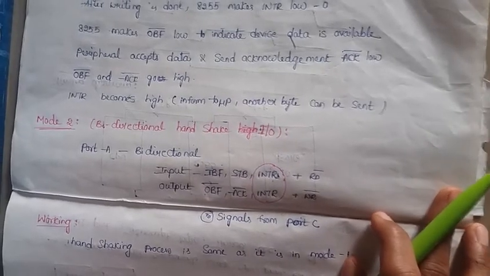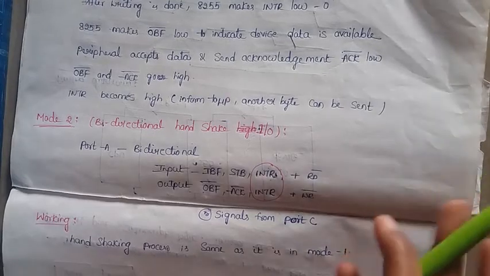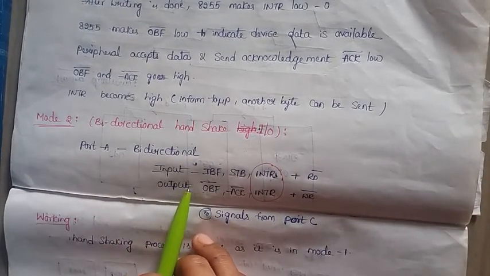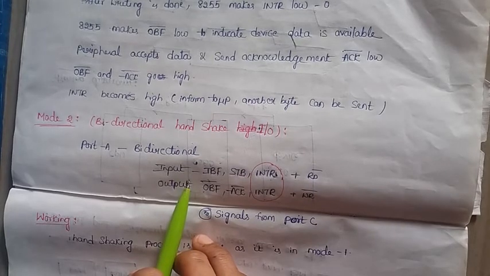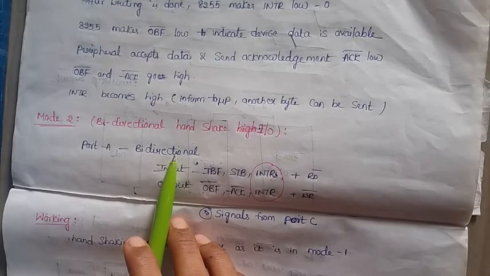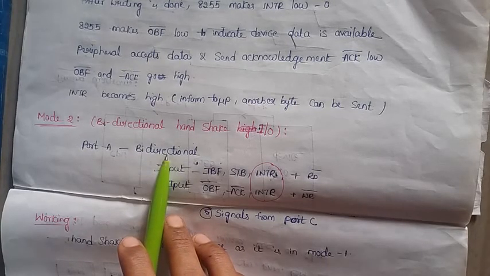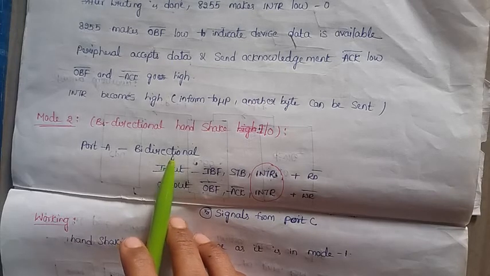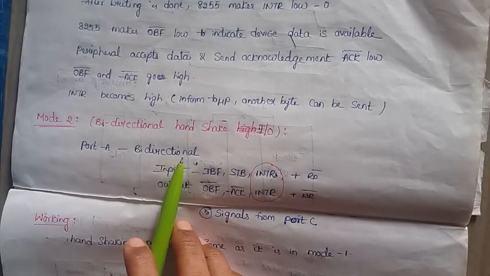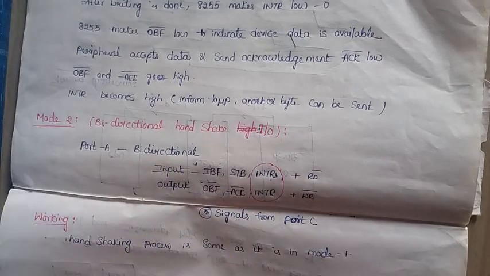In mode 2, there is bidirectional handshaking. That means one port can be used for both input and output. Here the handshaking is the same as in mode 1. There is no difference. The only difference is that one port has the ability of receiving the data and also sending the data. Thank you.